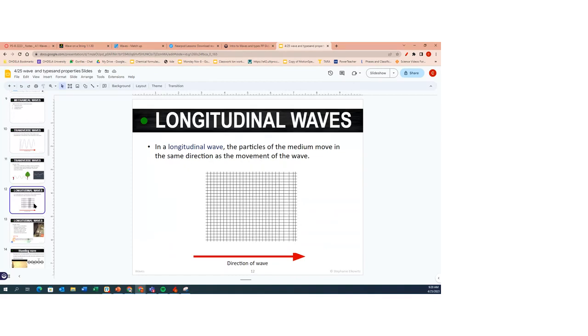Longitudinal waves, on the other hand, are waves where the particles of the medium move in the same direction as the movement of the wave. You can see in this picture, the wave starts at the left-hand side and goes to the right and then kind of bunches things up. So we'll be talking about the bunching. They have different vocabulary for the compressions and rarefactions.